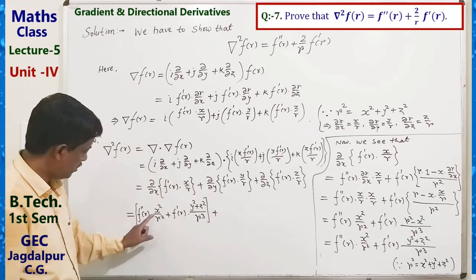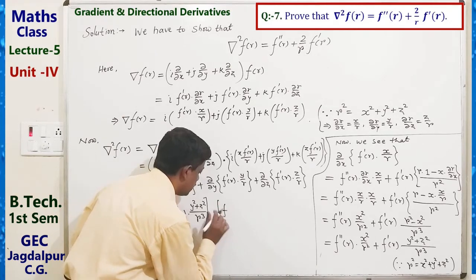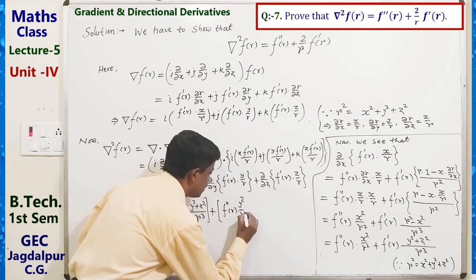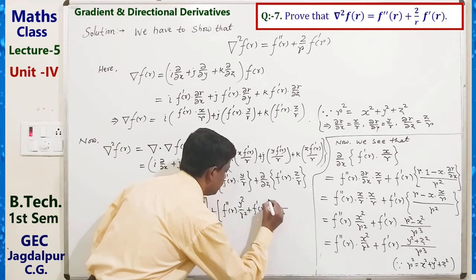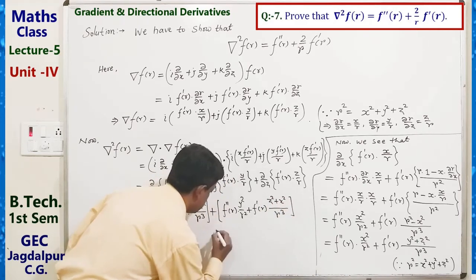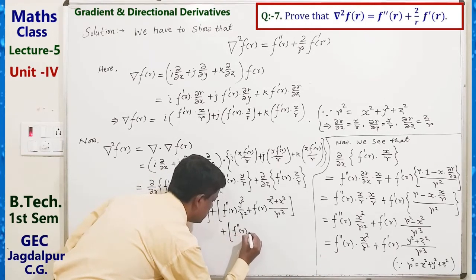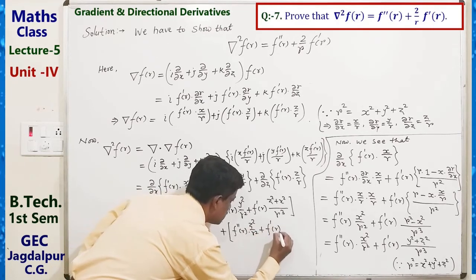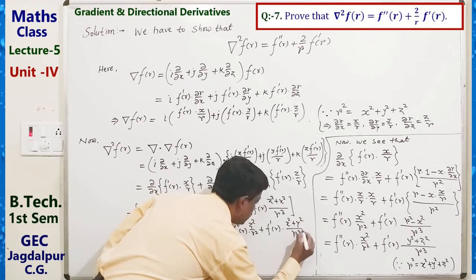Second, the same way: here y, here z and x. f double dash r y square upon r square plus f dash r (z square plus x square) upon r cube, and plus one more value: f double dash r z square upon r square plus f dash r (x square plus y square) upon r cube.